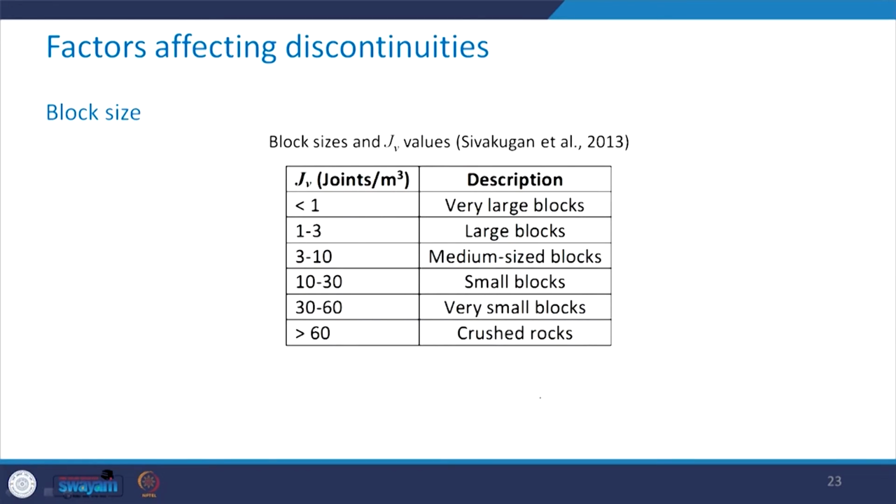Based upon the value of JV, that is joints per meter cube, you can describe the block size. So, if there is less than 1 joint per meter cube, you have very large blocks, and as the value of JV increases, you have smaller blocks, and ultimately when JV becomes more than 60, it gets into the category of crushed rocks.